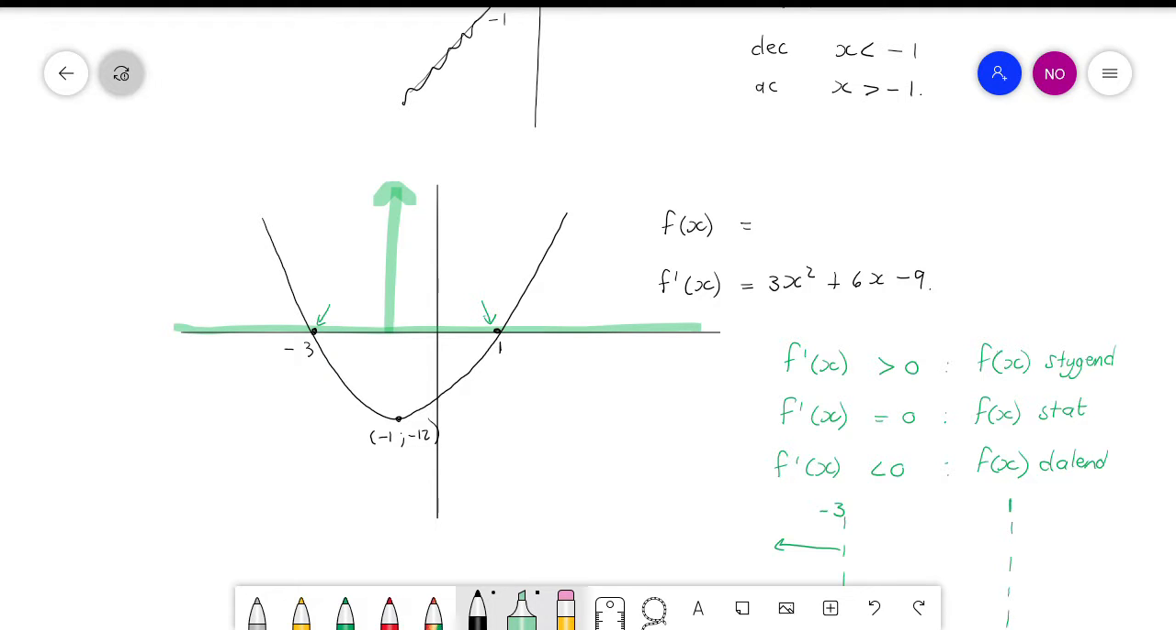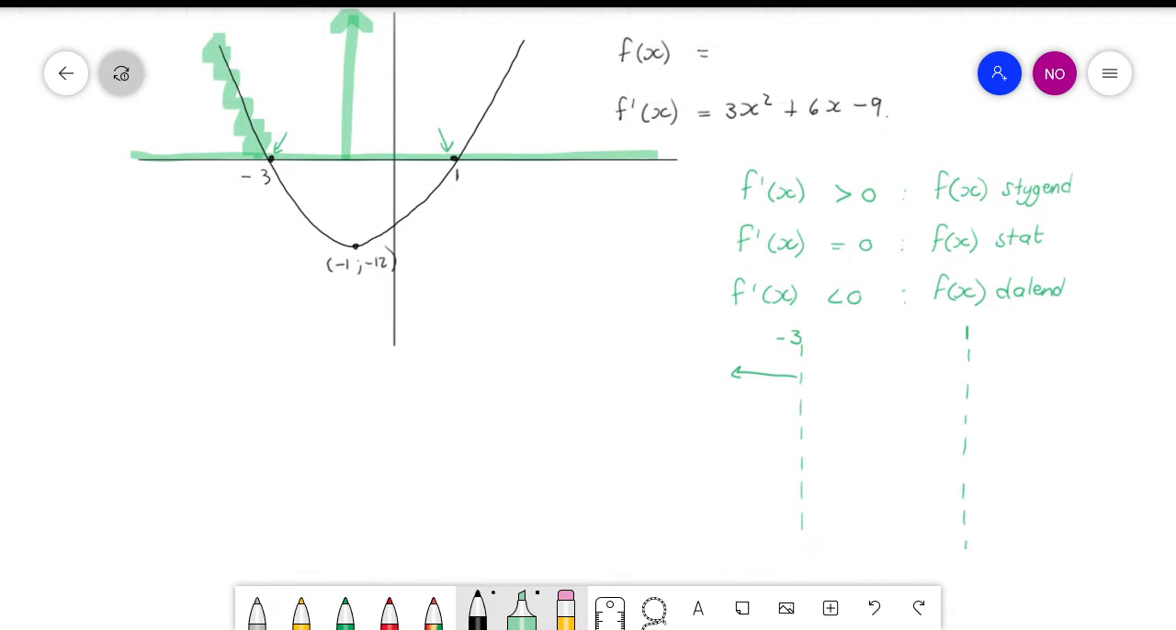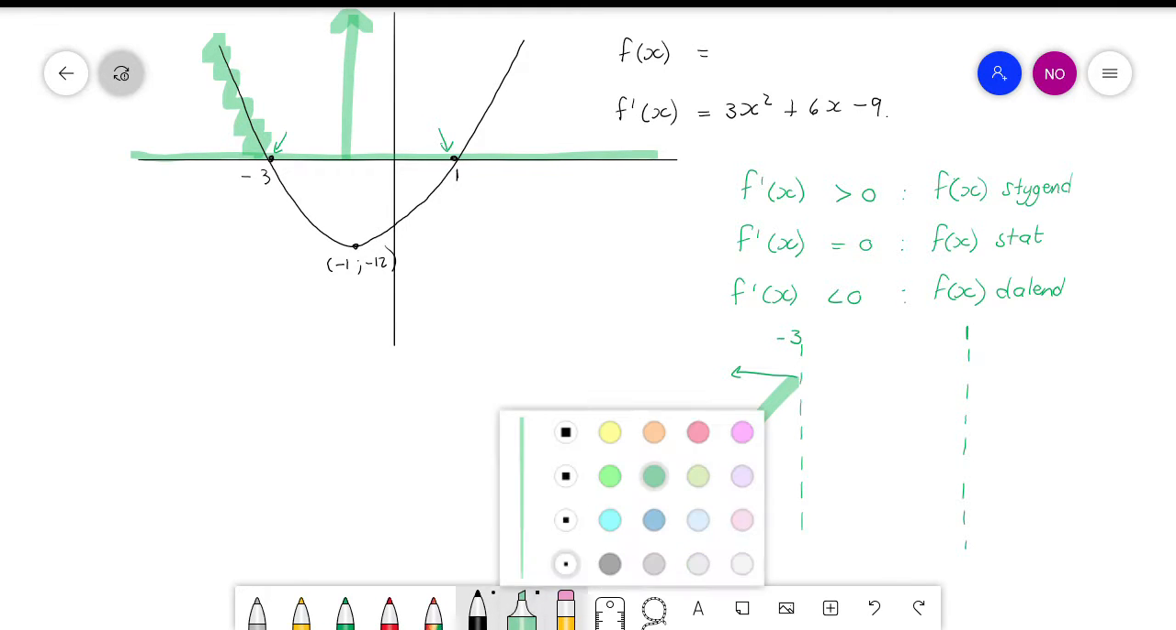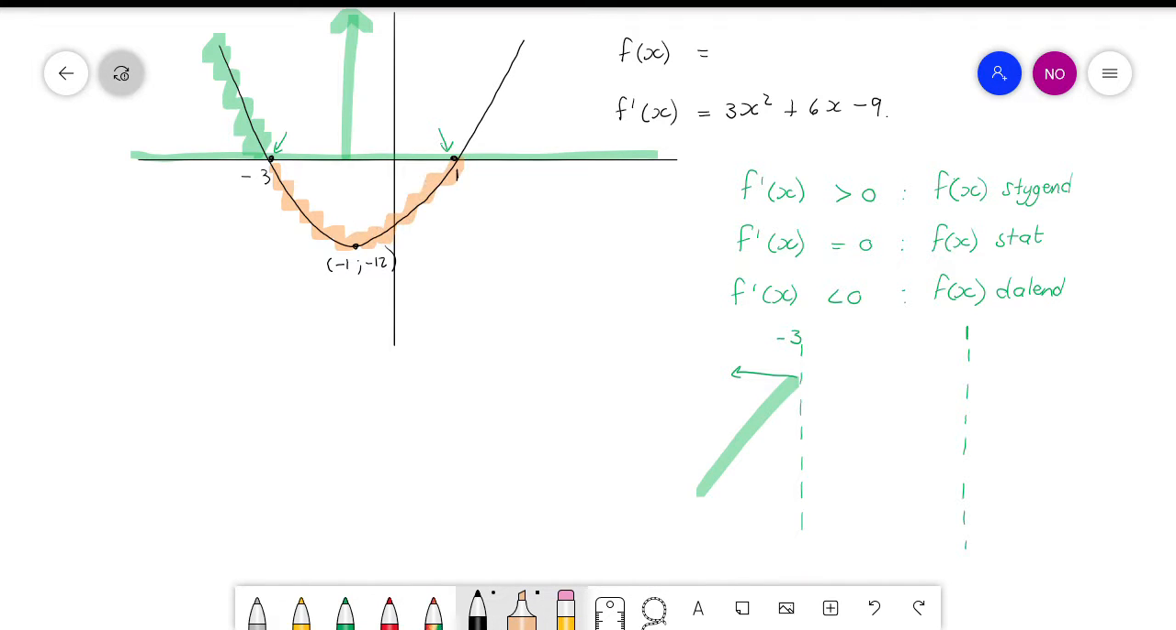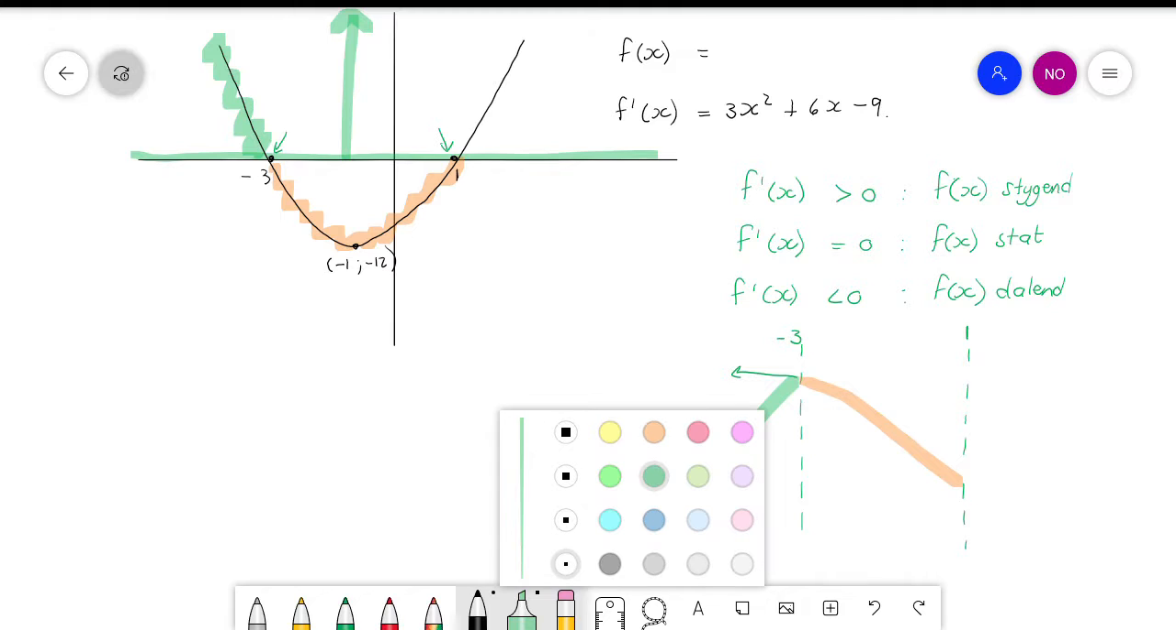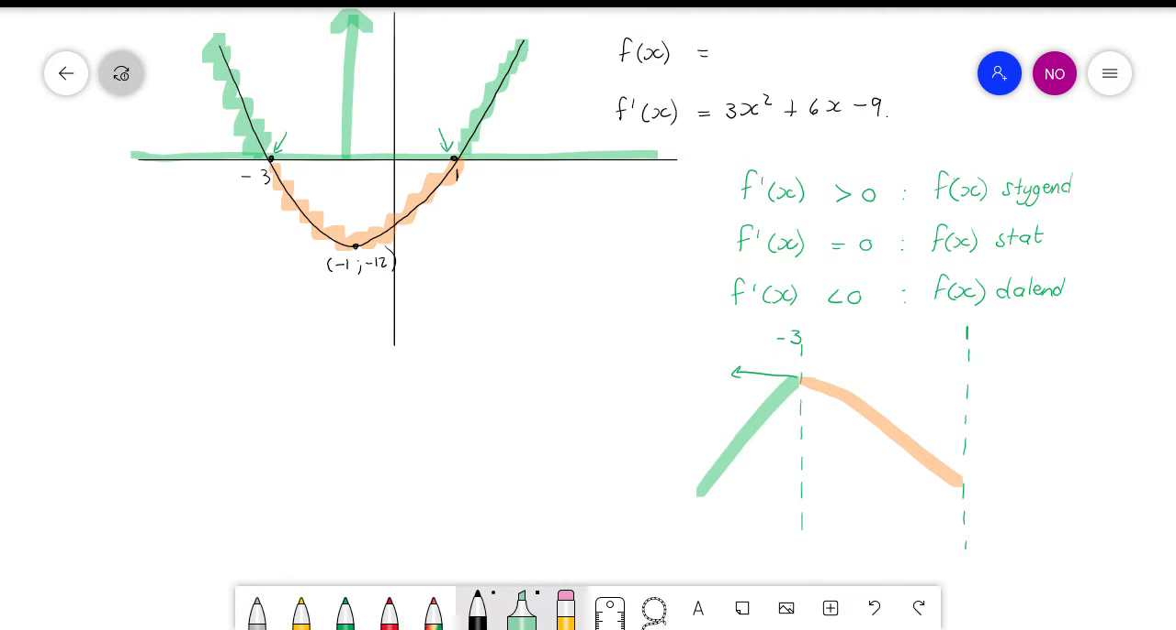Sien julle hierso, is hy positief, which means that this function must be ascending. Sien julle dit? Then for this part, it's a negative function. Hy lê onder die x-as, which means it must be descending. Kom nou. And then for this part, it's above the x-axis again, which means now it's ascending again.